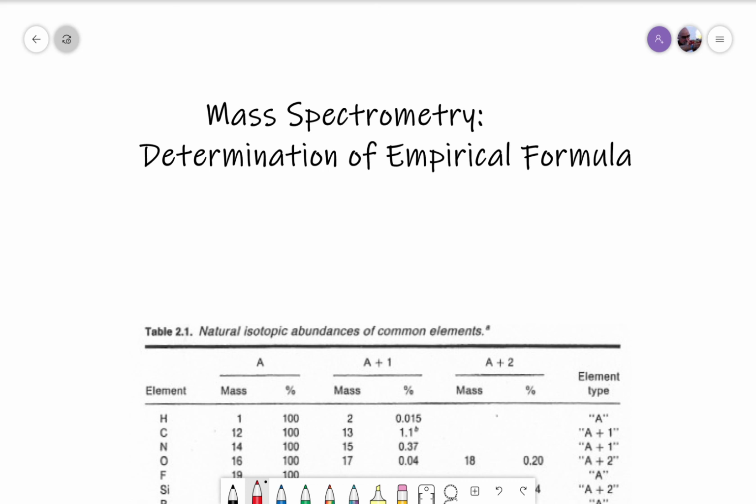In this video, we're going to be discussing Introduction to Mass Spectrometry, and we're going to continue on the topic of determination of empirical formula, part 2. Remember in the last video, we had been talking about how to use the C13 peak to determine the number of carbons in the empirical formula of a compound based on the mass spectrum.